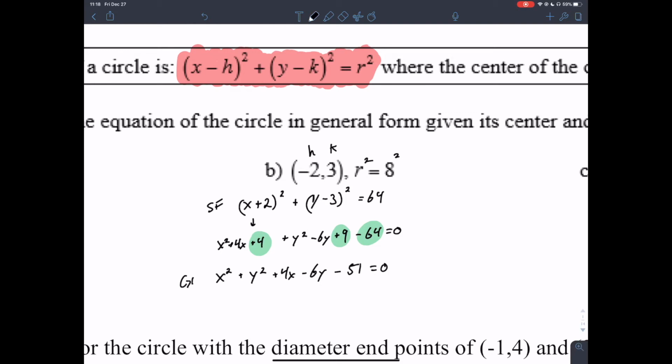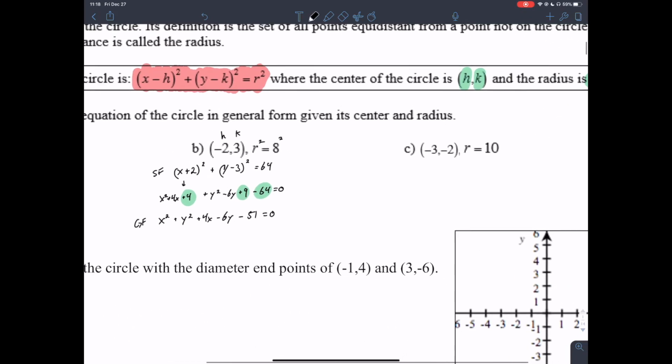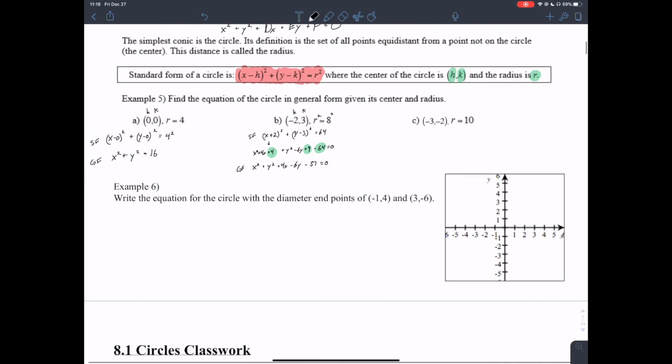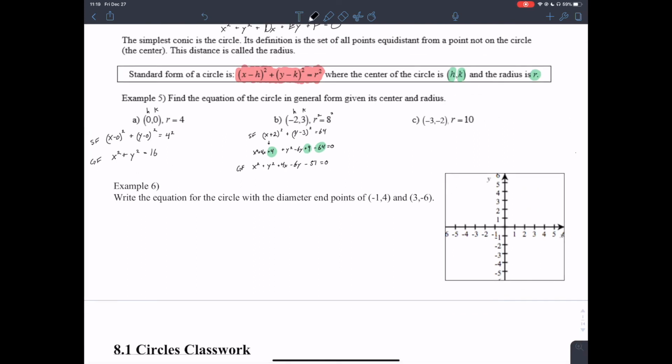And here is your general form. Okay? I'll leave C to you guys. That way you get some practice. And now let's work on example 6.